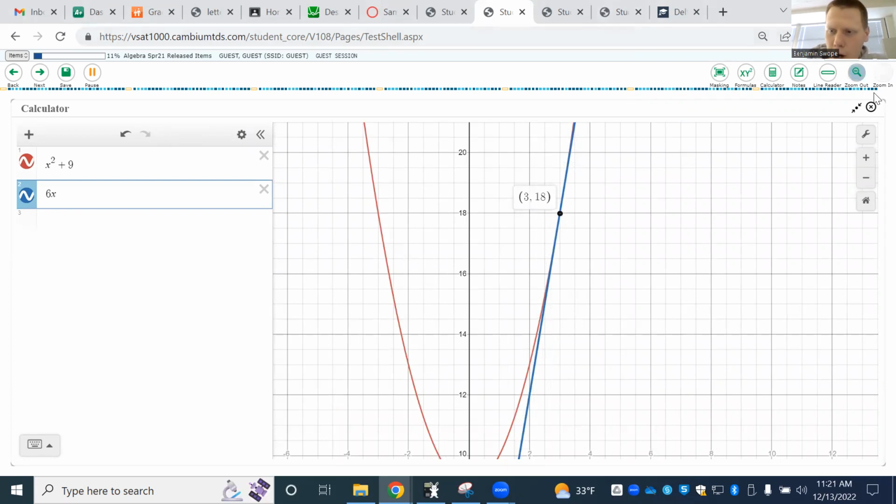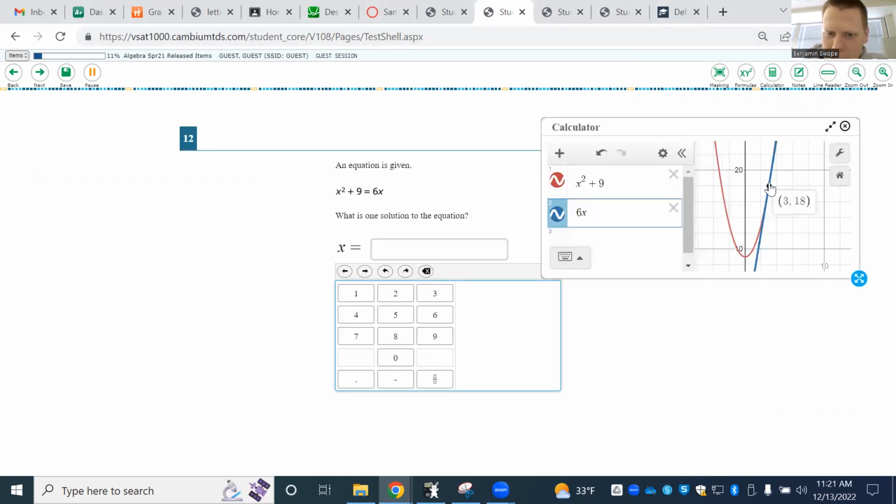So our solution is this point, 3, 18, but they ask us for just the x. They don't want the whole point, or they don't care about the y value. Your answer would just be 3.